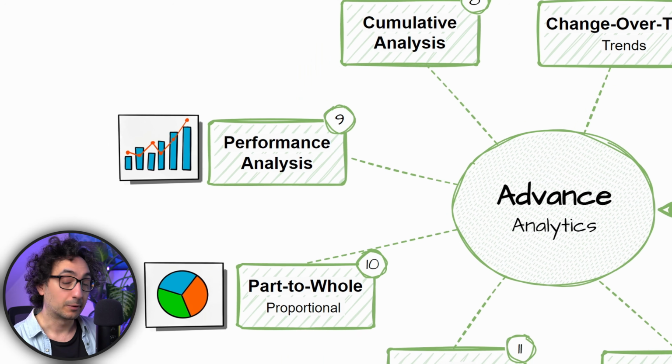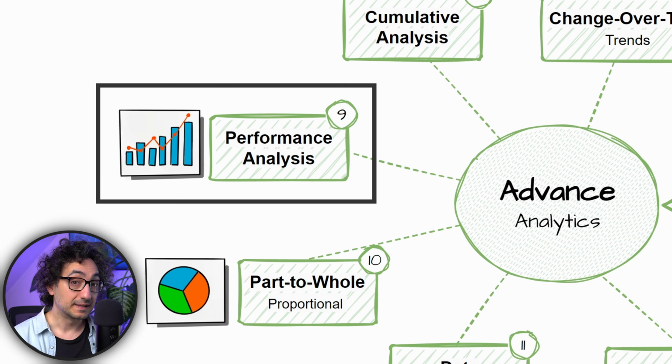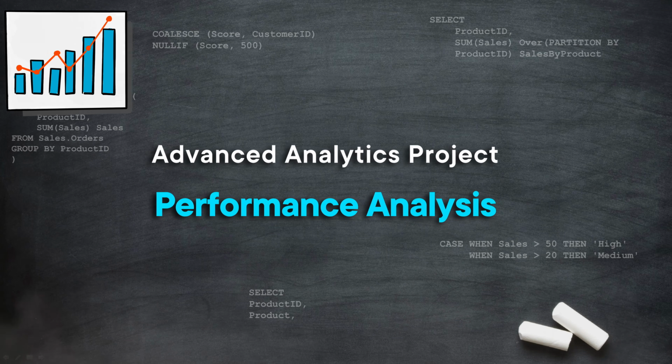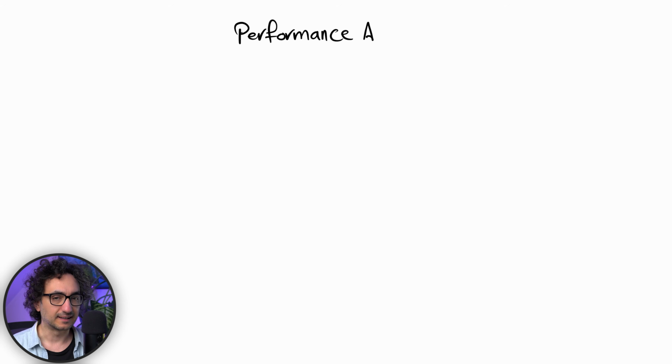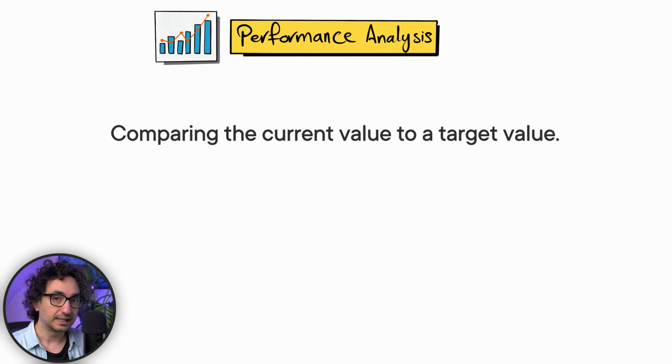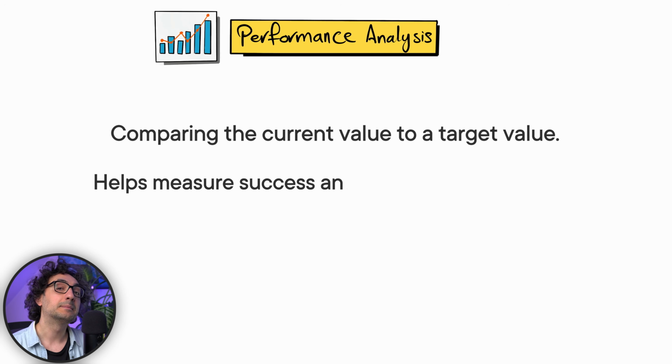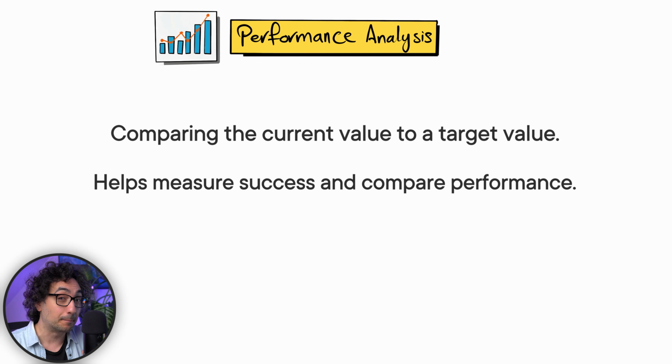Now the next step in our roadmap, we're gonna do performance analysis. Okay, so what is performance analysis? It is the process of comparing the current value with a target value to compare the performance of a specific category. And this can help us in order to measure the success, to compare the performance.